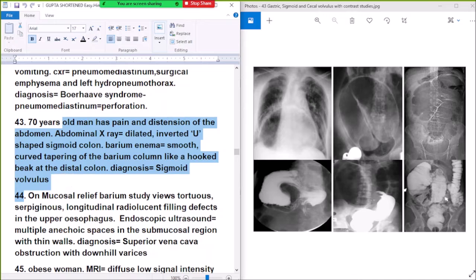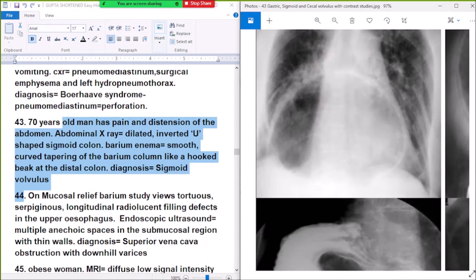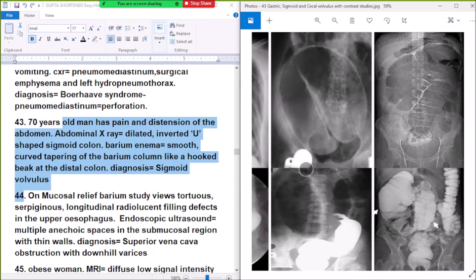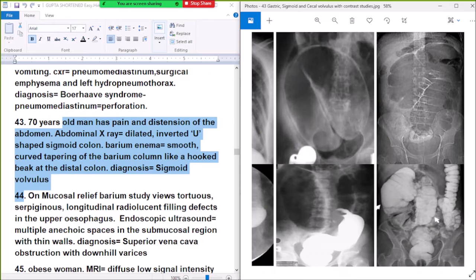Diagnosis: sigmoid volvulus. Again, sigmoid volvulus. In gastric volvulus, you can see the organoaxial pattern, and in cecal volvulus, you can see the typical pattern.